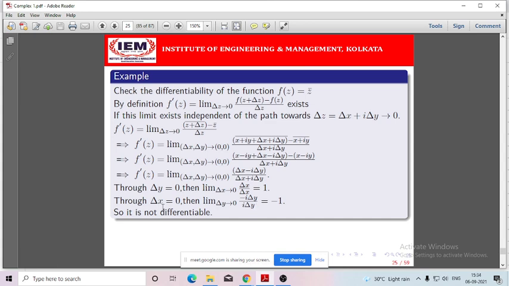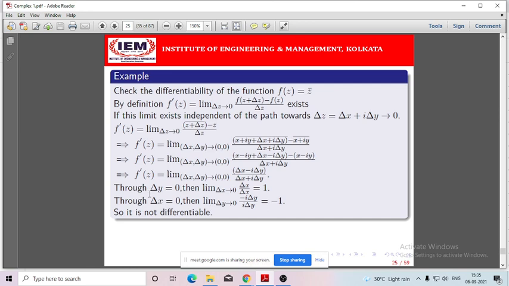Now through del x equals 0, that means through the y-axis, if I want to approach the point 0, 0, that is the origin, then del x will be 0. Then the limiting value will depend on del y only. So limit del y tends to 0, if del x is 0 it becomes minus i del y by i del y. This will be cancelled since del y tends to 0 but is not equal to 0. So the limiting value will become minus 1.